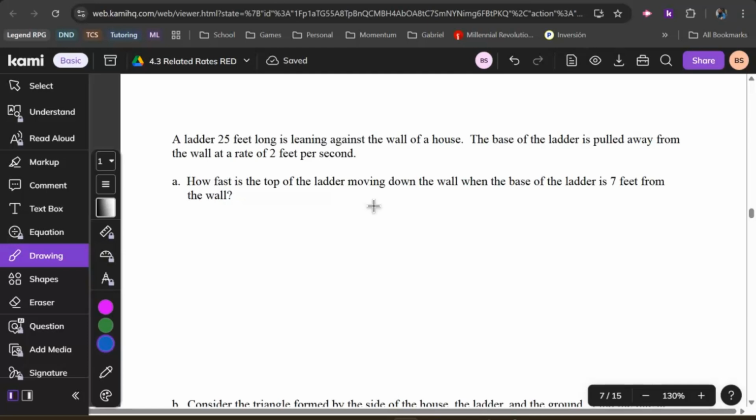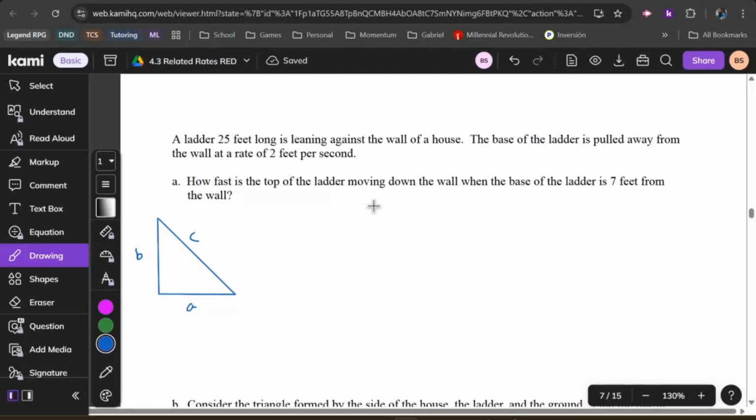How fast is the top of the ladder moving down the wall when the base of the ladder is 7 feet? Okay, before we can even really do our whatever, because this time we just have a ladder against the wall. So let's draw a picture and see if that helps us kind of figure out what's going on. Okay, so now that we have a picture, we could think of this as a triangle. So let's go ahead and label it A, B, C. See if that helps us.